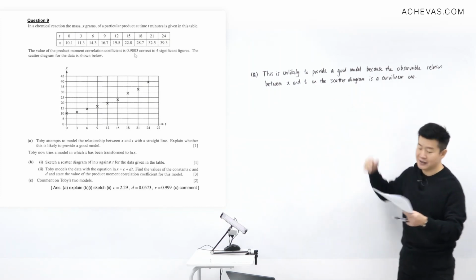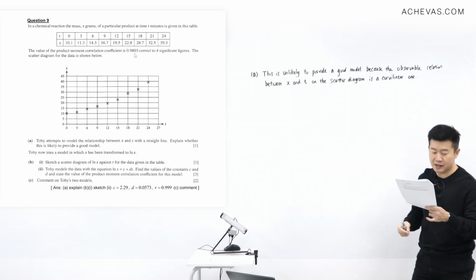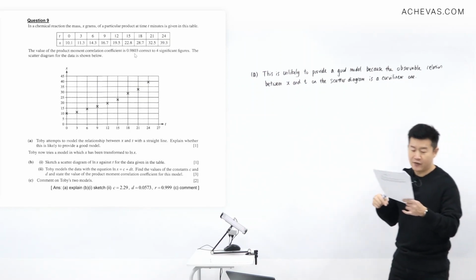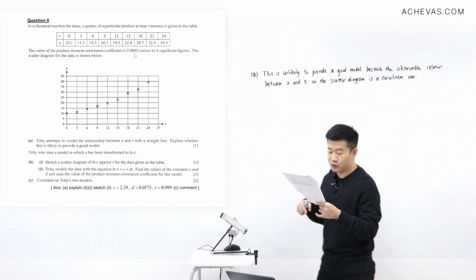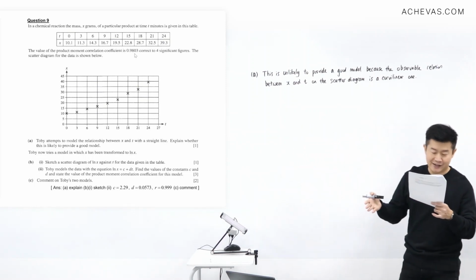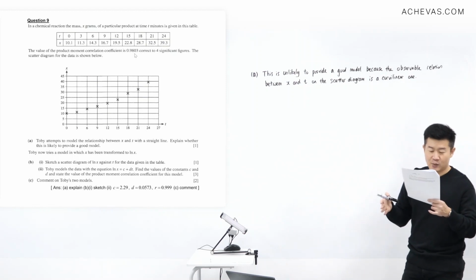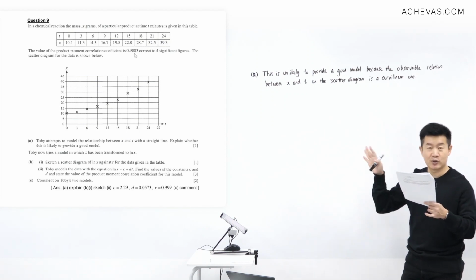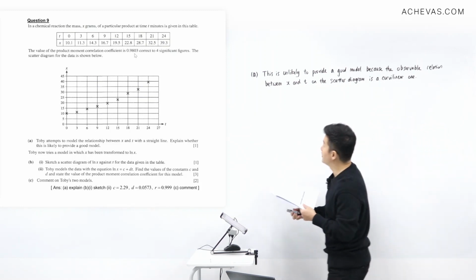For me, I'm seeing this as something that is a bit more curvilinear. So I don't think a linear model is going to be a good one. Okay. So next, for part B, we will now try to do a transformation. We are going to do ln x versus t instead. We are supposed to sketch a diagram, a scatter diagram for ln x against t, for the data that is given to us by the table.